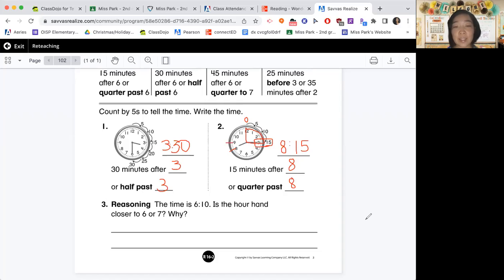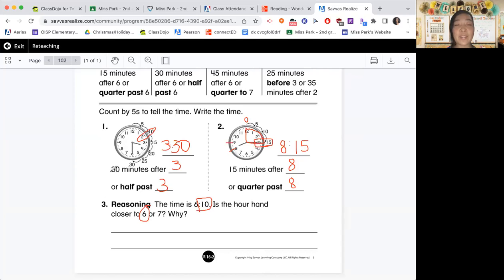The time is 6:10. Is the hour hand closer to 6 or 7? Why? So remember how I told you the hour hand slowly moves? So is it going to be closer to 6 or 7 right now? It's 6:10. It's only been 10 minutes so far. So what will it be closer to? 6. Why would it be closer to 6, guys? Because it's slower. Because not much time has passed. It's only been 10 minutes.